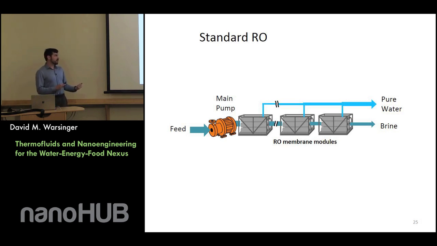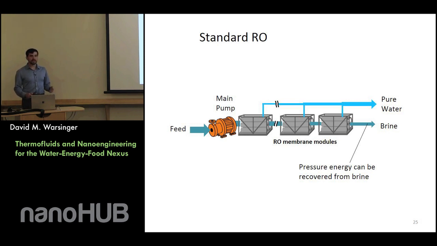Well, essentially you have an incoming feed that's salty, you have a high pressure pump, and then you have a bunch of modules chained together, and each one is producing more and more pure water. And typically, in many cases, especially at seawater or higher salinities, you put some type of energy recovery turbine or other device on the brine exit here, because this brine is leaving at high pressure, and that will be a large loss to your system if you do not recover that energy.